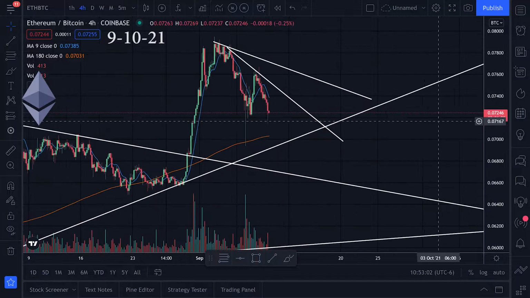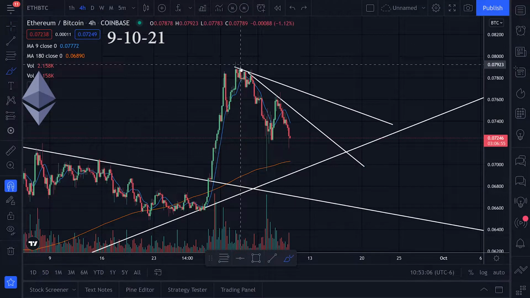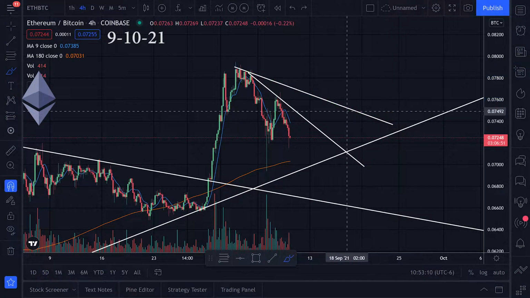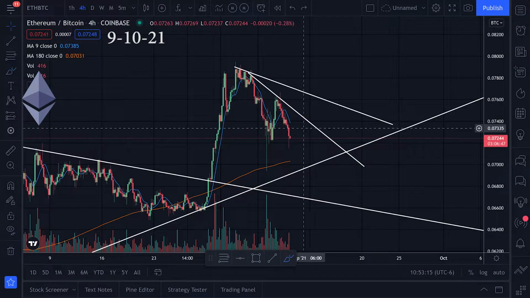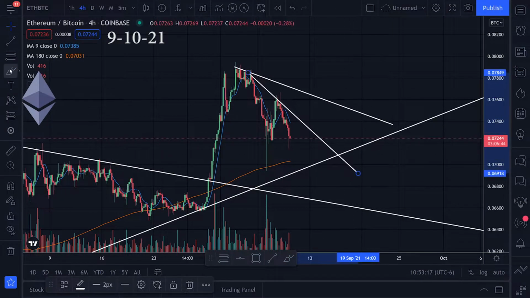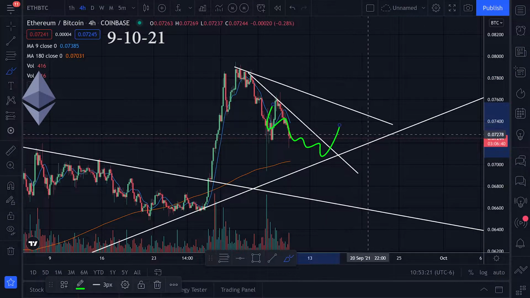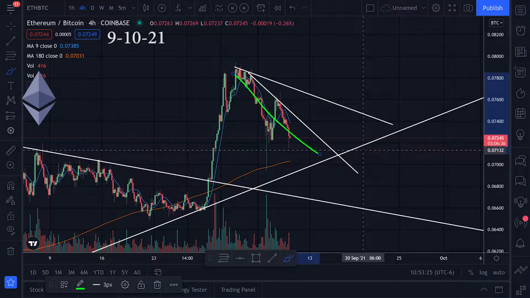So what we're looking at is we have resistance right here, and right here, and right here. That's giving me that first trend line. Then we have resistance right here, and right here, giving me the second trend line, and these are both trending to the downside. So basically, until we break these trend lines going to the upside, you might want to be looking at Bitcoin more than Ethereum.